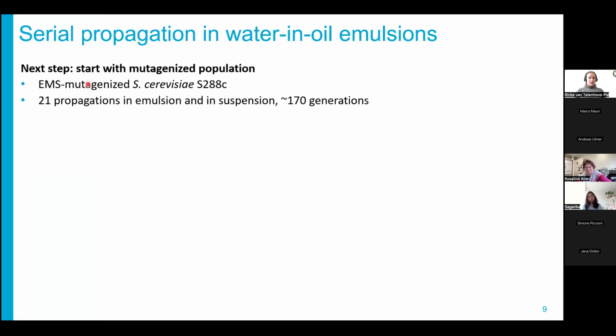Well, then the next step was to do this in a, let's say, more challenging condition, where we do not have a proof of concept where we know what we put in, but where we just do a mutagenesis. So we took a Saccharomyces cerevisiae strain, we mutagenized it, and then we propagated it 21 times, both in emulsion and in suspension. So this is approximately 170 generations.